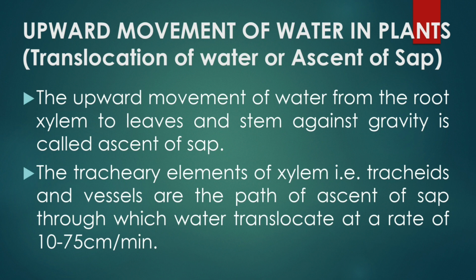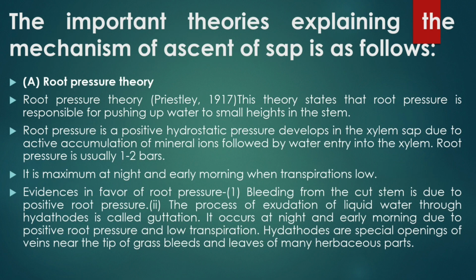The tracheary elements of xylem, that is tracheids and vessels, are the path of ascent of sap through which water translocates at a rate of 10 to 75 cm per minute. So water will be transported through the xylem elements, that means through tracheids and vessels. So there are some important theories explaining the mechanism of ascent of sap.